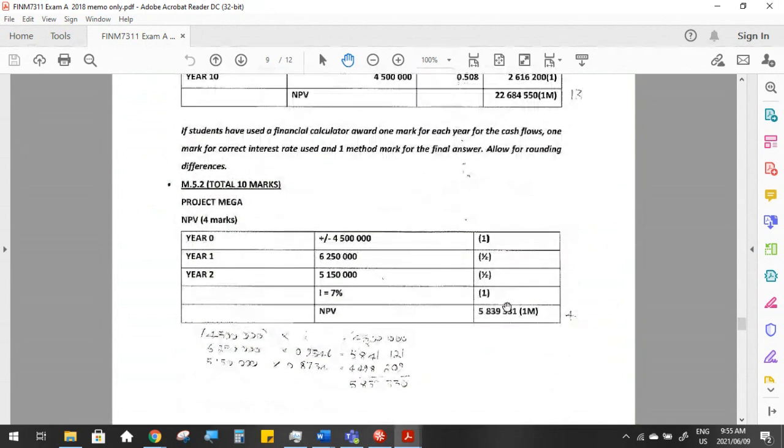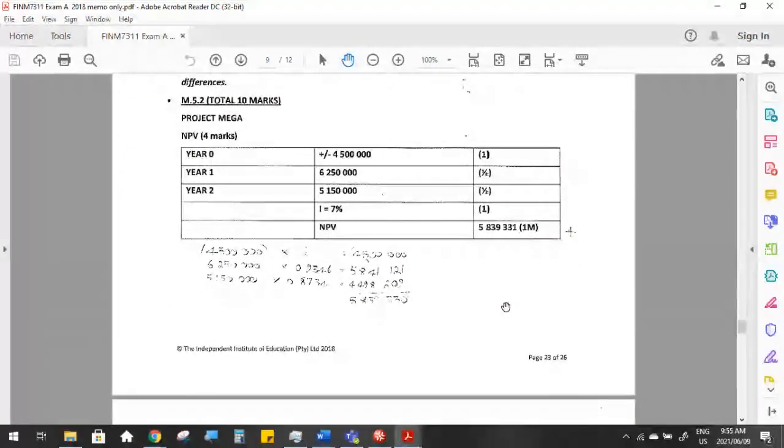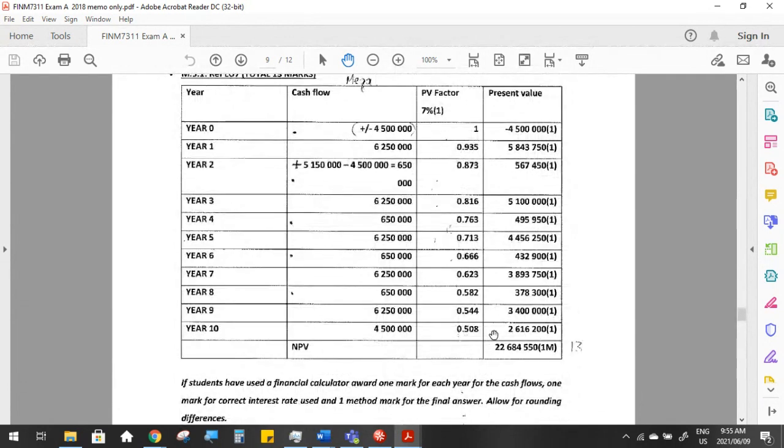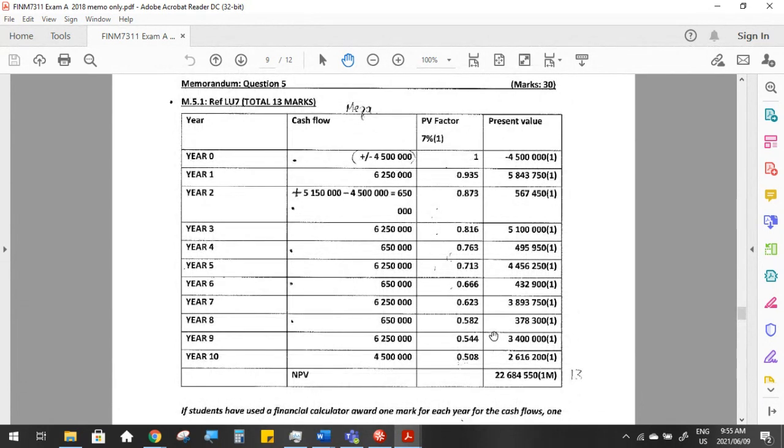Where am I? So we've got to calculate the NPV for Mega using the cash flows that they gave us. Oh, that is Mega. Okay. So this one over here, over the 10 years, is net present value if we're using the reinvestment approach.